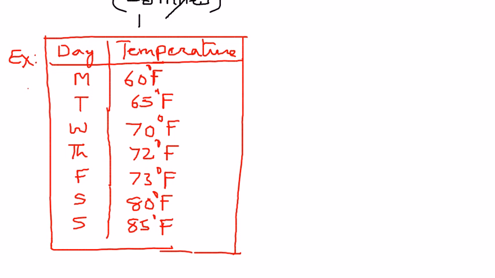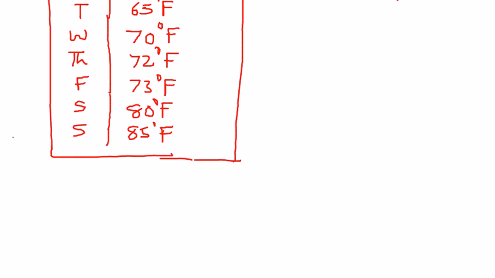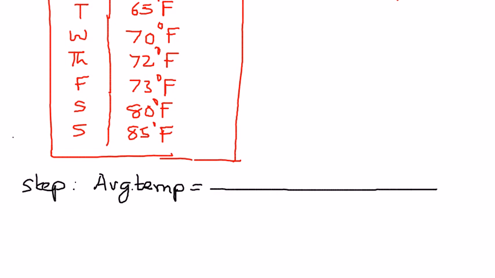And what we want to find here is the average temperature. So to do that, we're going to write it as a step. The step is: average temperature. We're going to add up all the temperatures for the week and then divide by the number of days we have in a week. We have 7 days in a week.